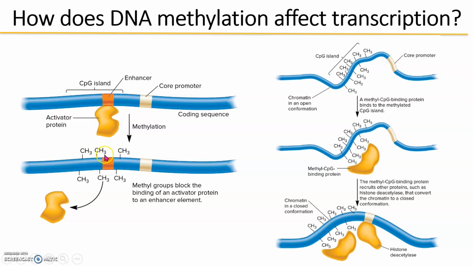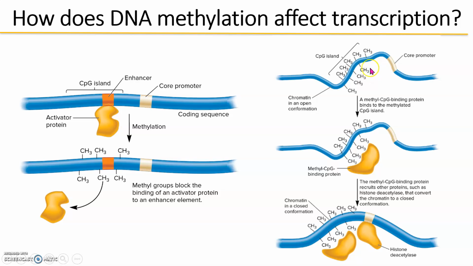The one way is it's like this physical blockage to stop the activator from coming on. So if you have all these methyl groups in that area, it's almost like shielding it, okay? So the activator can't get in and bind. It can't even see where it's supposed to go. So this is a physical blockage.